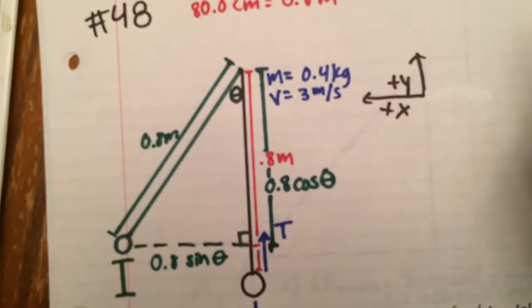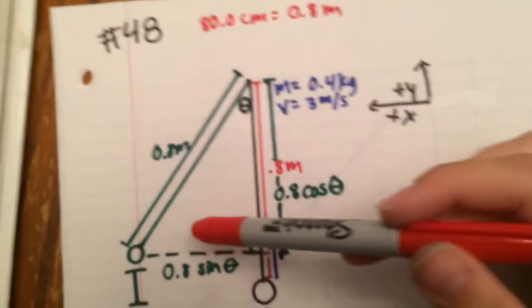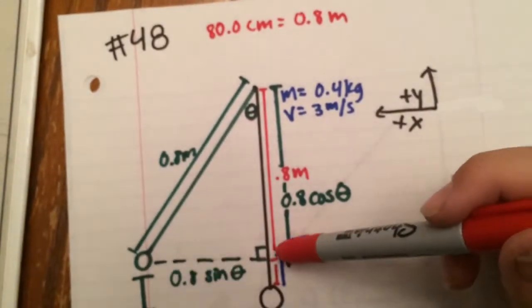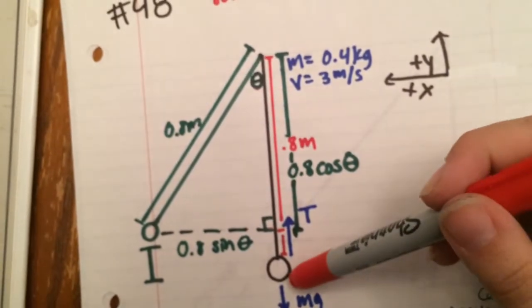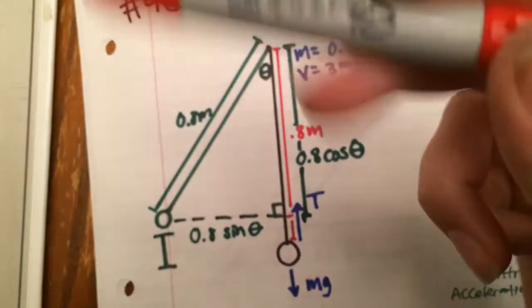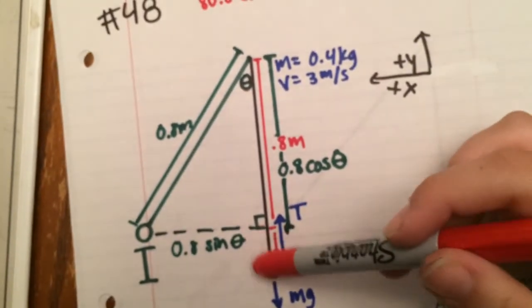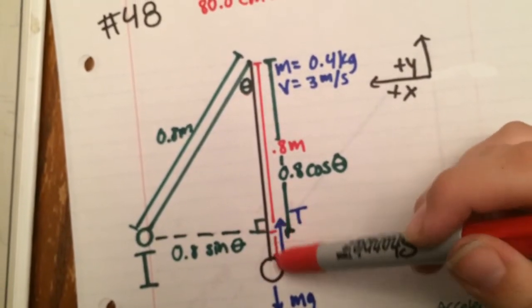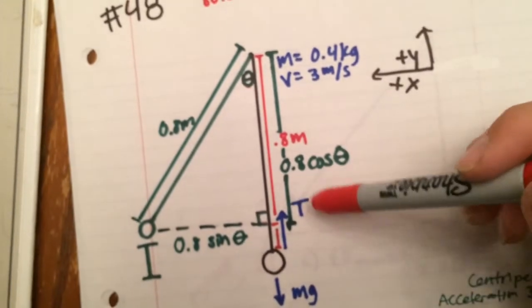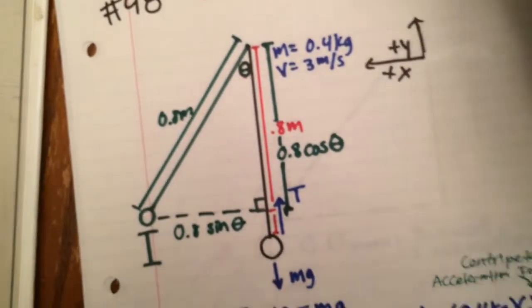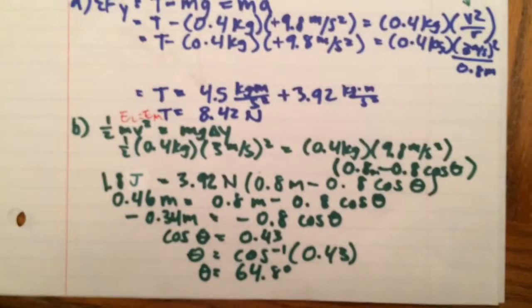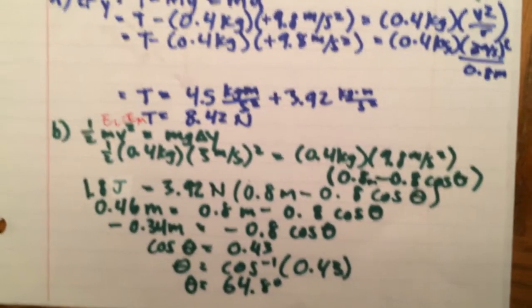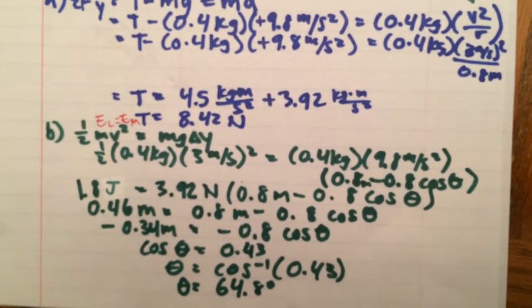Notice that the vertical distance when it's at its maximum is shorter than the distance when it's at its lowest point, because it goes up as well. So that's going to be our y later on, just the difference, 0.8 minus 0.8 cosine theta. Then use conservation of energy. The energy at the lowest point equals the energy at the maximum point.